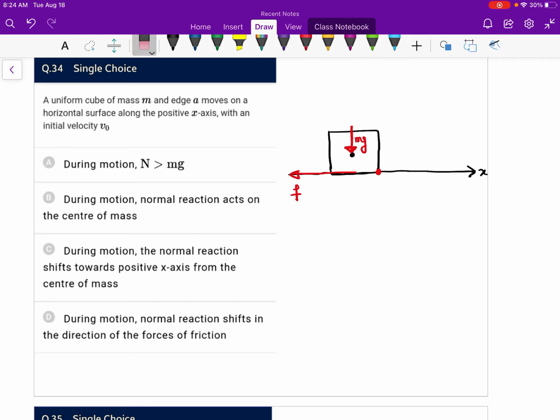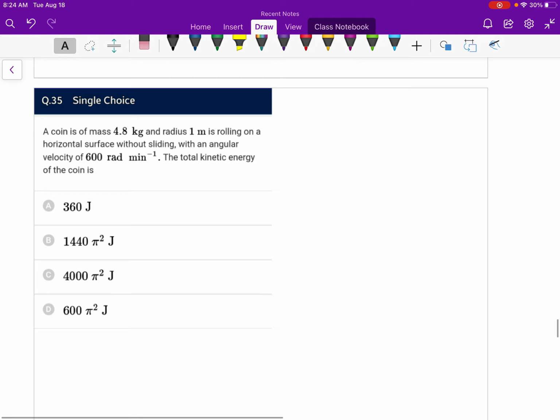So the cube has a tendency to topple in this sense. Because of this, the normal reaction will shift towards the front edge to counterbalance the torque of friction. So during motion, the normal reaction shifts towards the positive x-axis from the center of mass. So C is the correct option. This is from toppling. You should understand the topic.